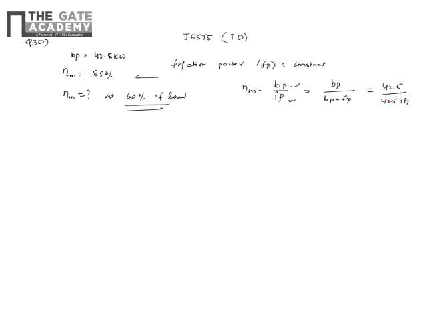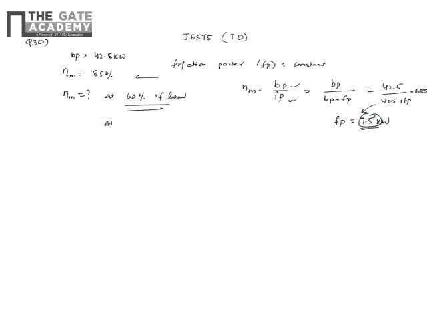In this problem, BP is given as 42.5. The friction power is something which I don't know. Mechanical efficiency is 85%, so 0.85. From this I can get the frictional power, which comes out to be 7.5 kilowatt.